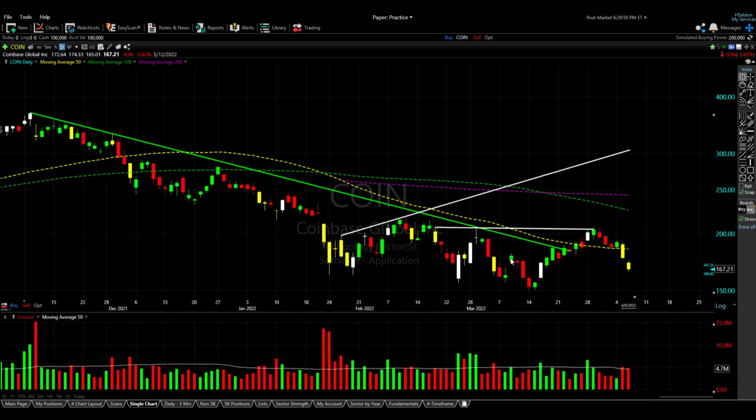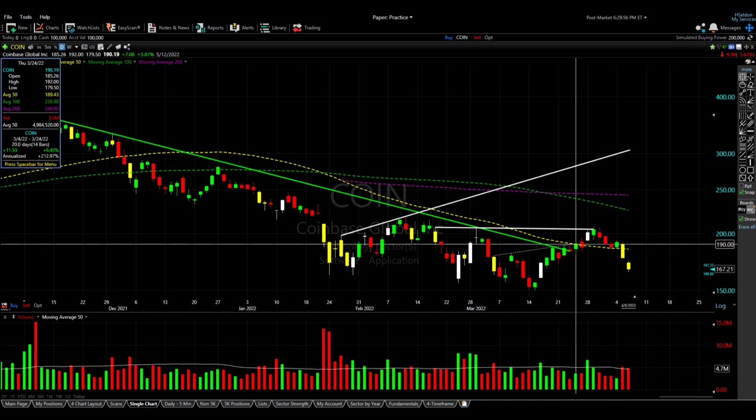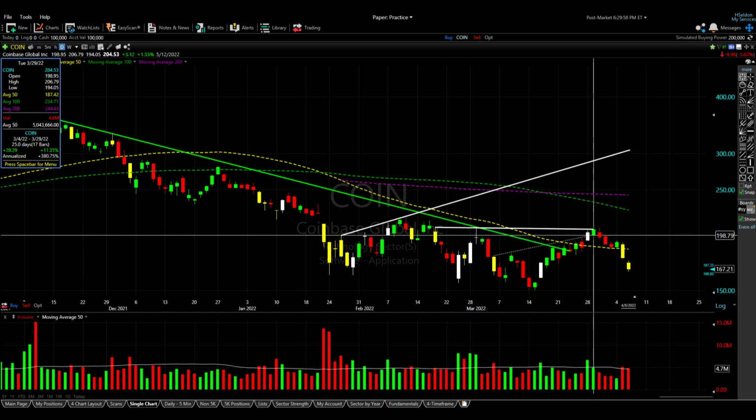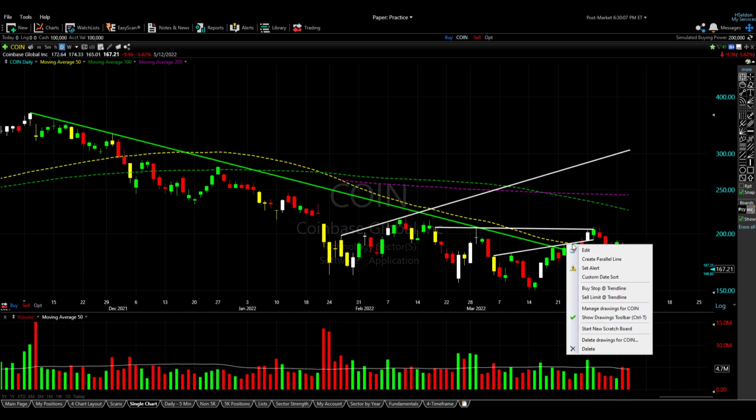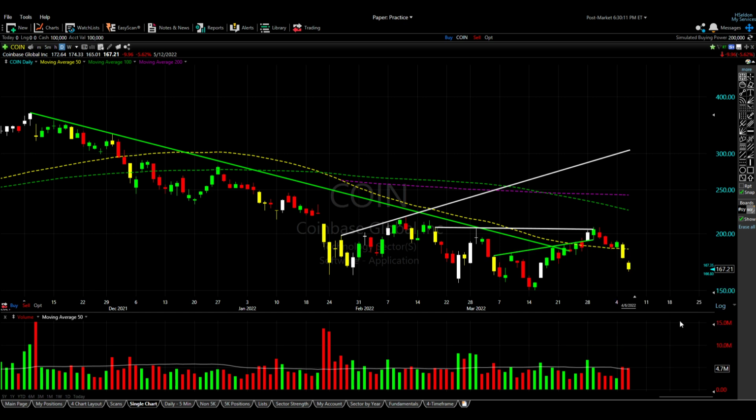So let's see if we can find another one off this candle here. There, perfect, perfect. There, there. And this one here is going to go and then be breached to the upside right there.